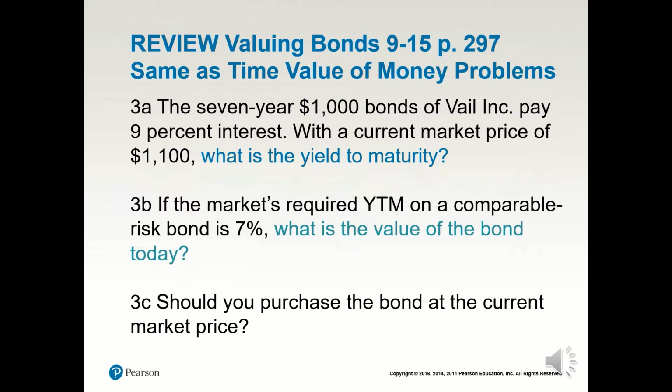The first part of the question asks what the yield to maturity is for this particular bond. The second part of the question asks what the value of the bond is today. That's the amount that an investor would be willing to pay for the bond. And finally, the third part asks, should you purchase the bond at the current market price of $1,100?